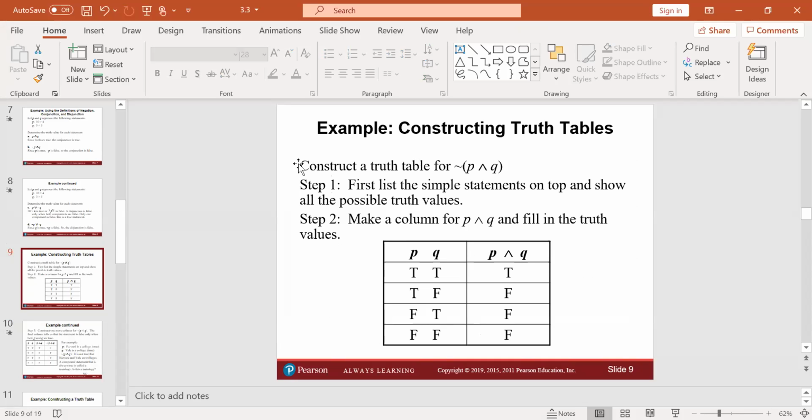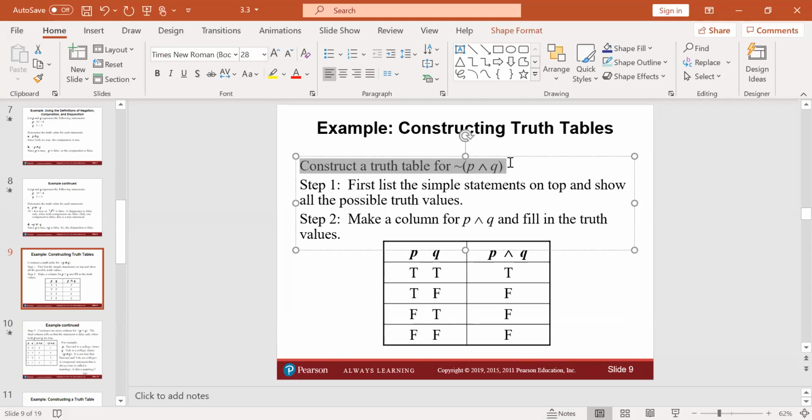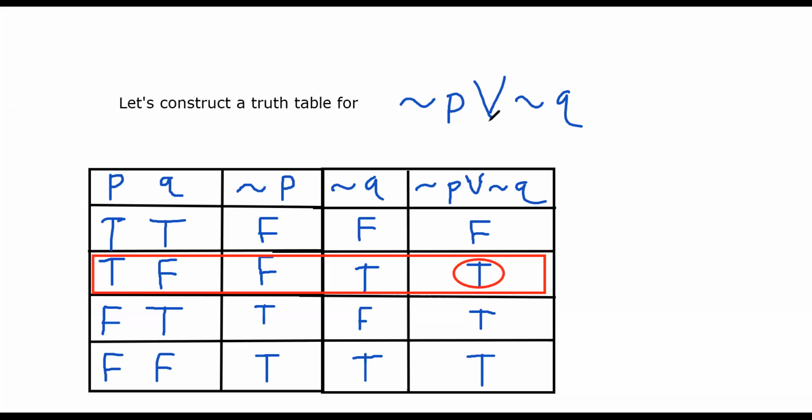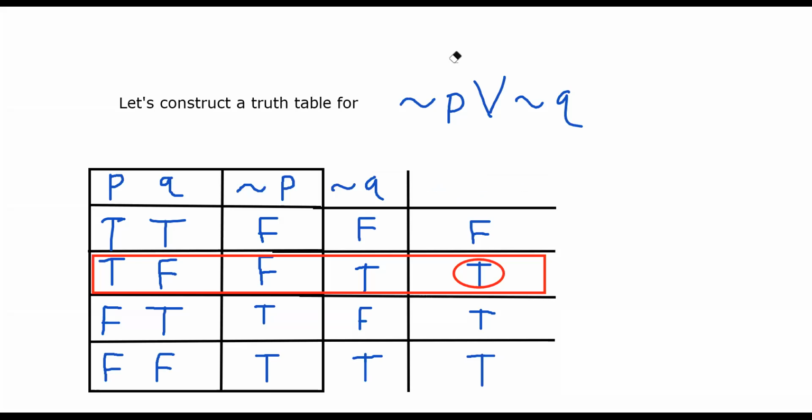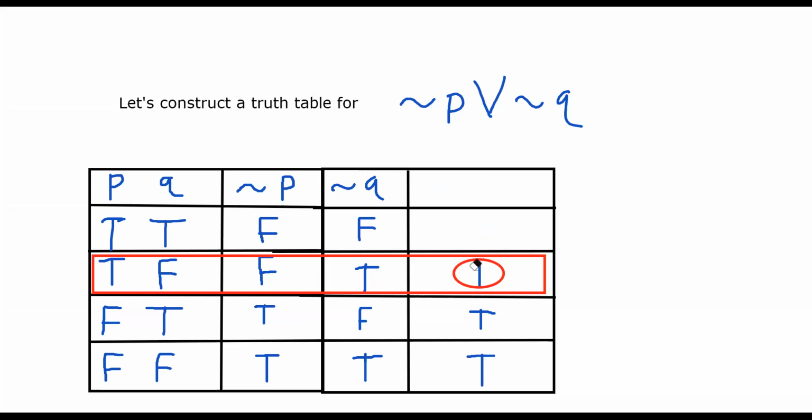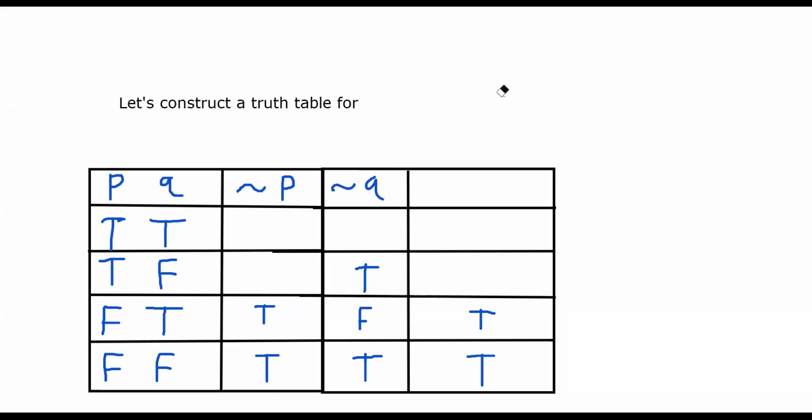So let's do some more. Let's construct a truth table for the statement not, and then in parentheses, P and Q. Let's do that ourselves. It's more fun that way. So let's vacate some of this. Give me a moment. I don't want to destroy the whole thing. So now we're going to construct a truth table for not P and Q.